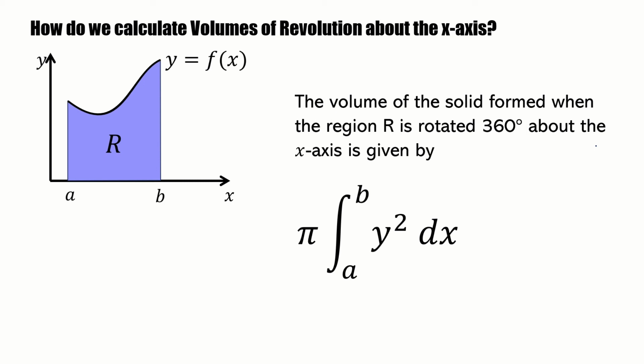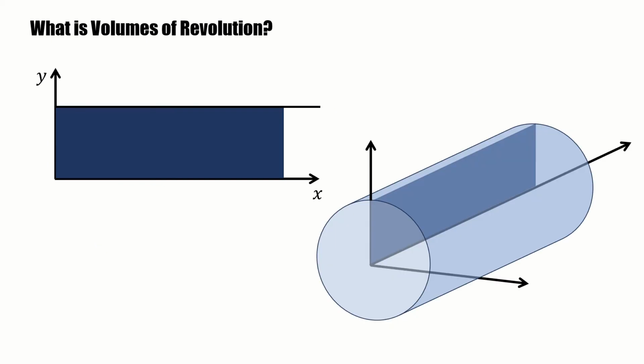It's worth pointing out this is not a formula in the formula booklet, so you are going to need to remember it. But there is a very easy way you can use to help you remember what this formula is. Ultimately, it looks suspiciously like the formula for the area of a circle, pi r squared. And this isn't a coincidence.